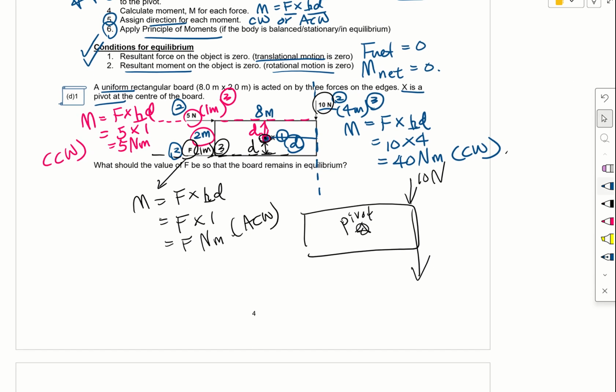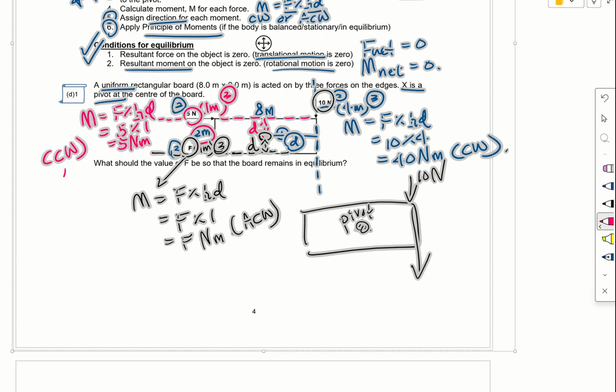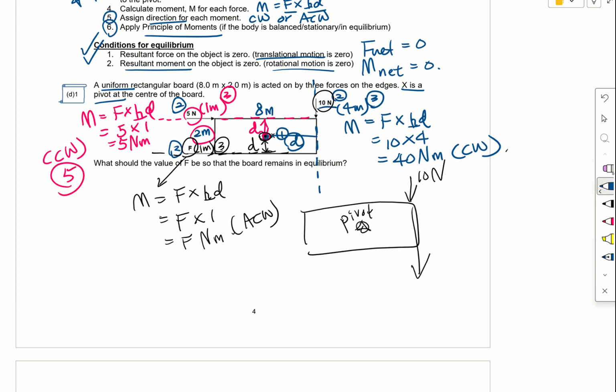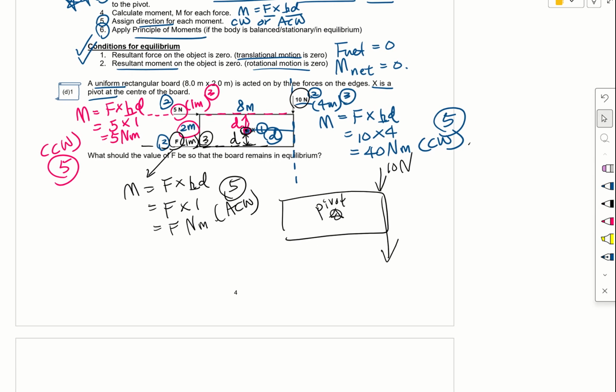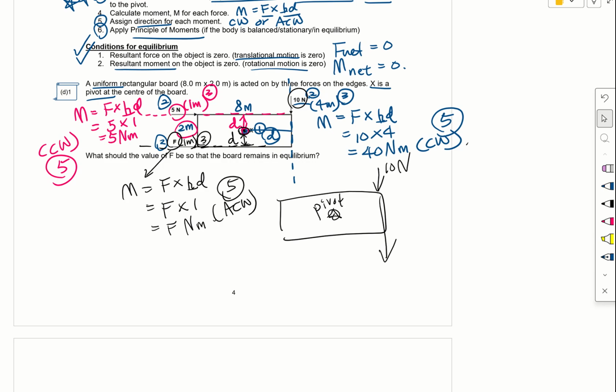Okay, so this is step 5, finding the direction of each moment. It's no longer about the force, it's more like what is the direction of the moment. But you still need to know where to apply the force, and you still need to know where you hold to simulate the pivot. So step 6 is your principle of moment. So we take all the clockwise moments, which are 40 Newton meter and 5 Newton meter. It will be equal to the sum of anti-clockwise, which is only F. So therefore, F will be 45 Newton.